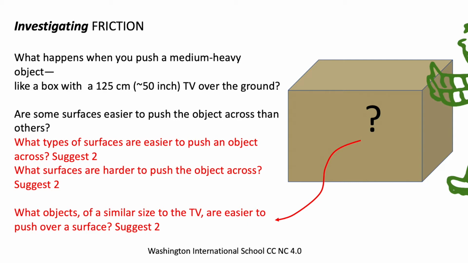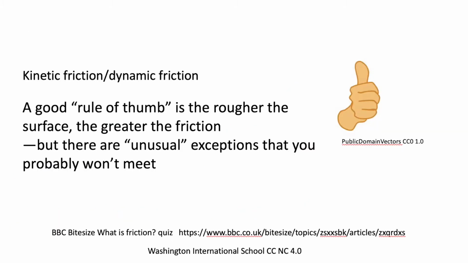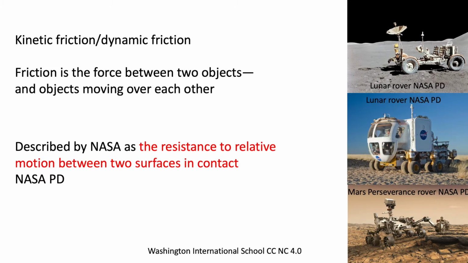And what objects of a similar size to the TV in a box are easier to push over any one surface? So pause to do that activity. Good rule of thumb: the rougher the surface, the greater the friction. You'll come back with some unusual exceptions, but we don't need to look at those now.